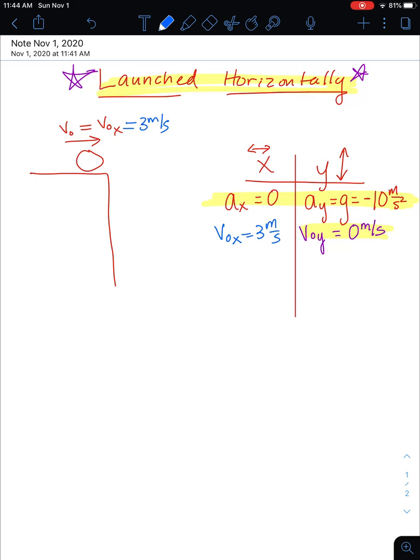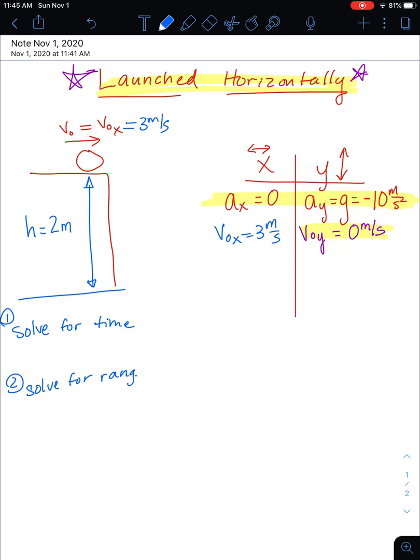All right, and so just by telling you how fast it's rolling, and also by telling you the height of the table that this falls from, maybe it's a 2-meter tall table, that's all the information you would need in order to solve for the time that it takes to hit the ground and to solve for the range. When we say the range, we mean our horizontal displacement, that this ball is going to fall off the table and land some distance, delta x, horizontally away from the edge of the table.